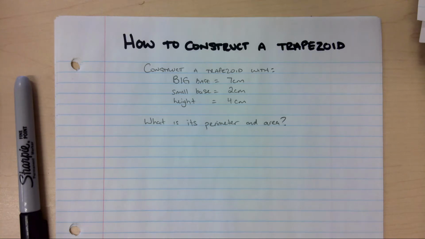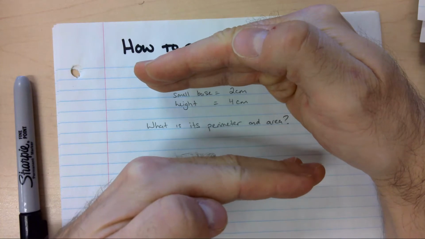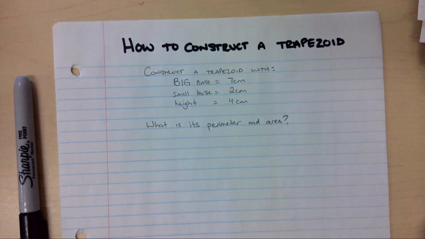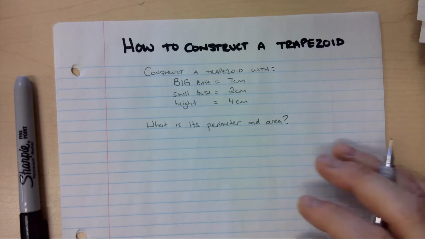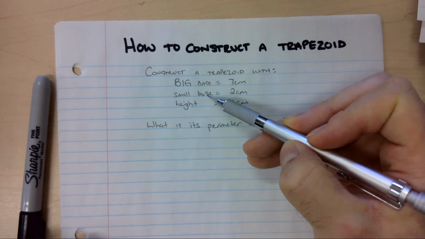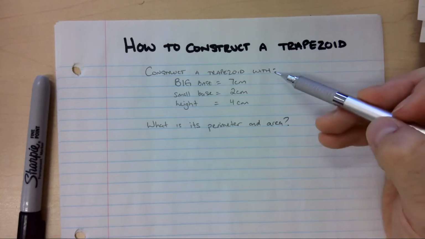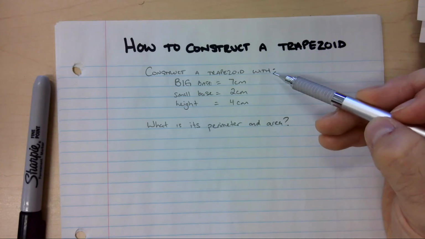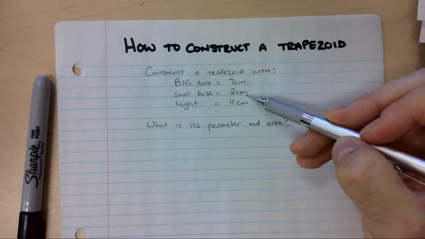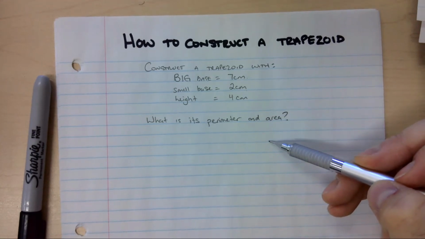That means that if I draw two straight lines, those two bases are never going to touch each other. Which leads me to the last thing that a trapezoid has. Instead of having just one base length, it has two bases, one of which is always going to be smaller than the other. So in this question, you can see that they're asking me to construct a trapezoid with a big base of 7 centimeters, a small base of 2 centimeters, and a height of 4. Then we want to find out what is its perimeter and its area.